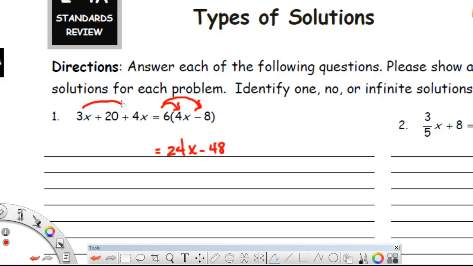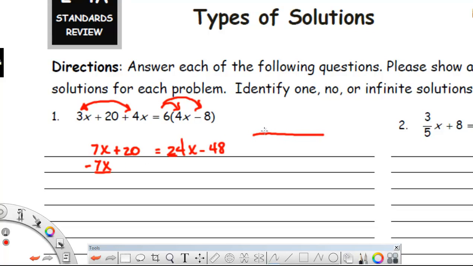And then for this left hand side we have like terms, and when we have two terms that have exactly the same type of variable, we can add the numbers in front. So 3 plus 4 will give me 7, so that'll be 7x plus 20. Now the next part is we look at these two x terms and we decide which one we want to get rid of. I usually get rid of the smaller one, which enables me to keep my variable positive.